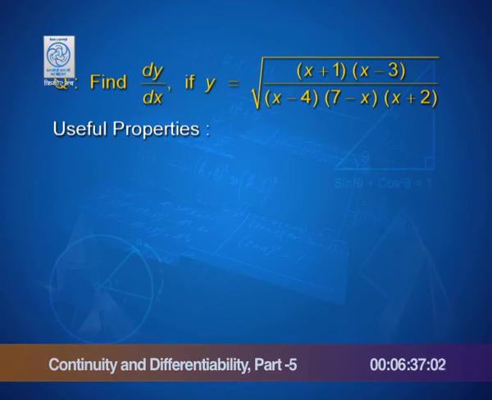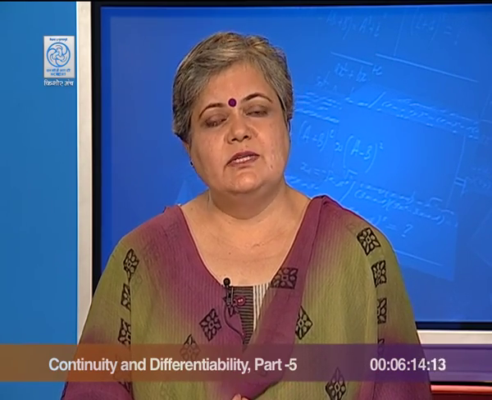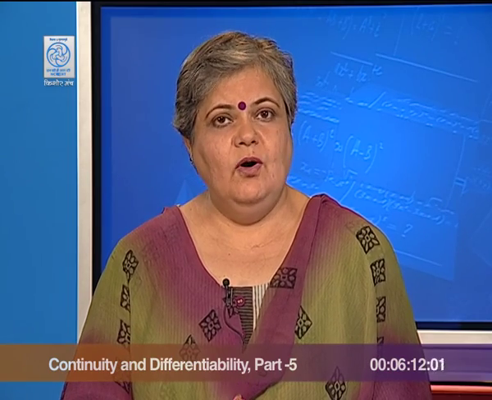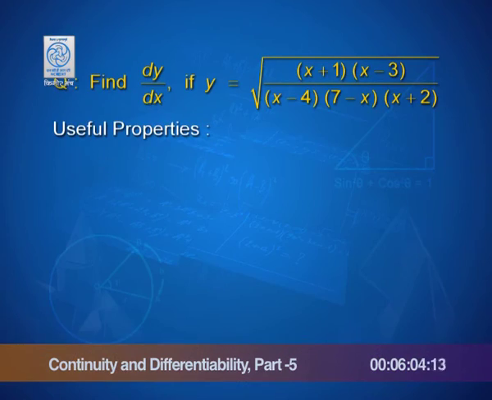Consider another application. Find dy by dx if y is equal to this big expression where we have a square root, I have a quotient and I have a product in both numerator and denominator. A usual chain, quotient, product rule procedure will make the task quite tedious. So, this is another situation where we take help of log and its properties, which help us rewrite this function, simplify it down and then we bring in differentiation.